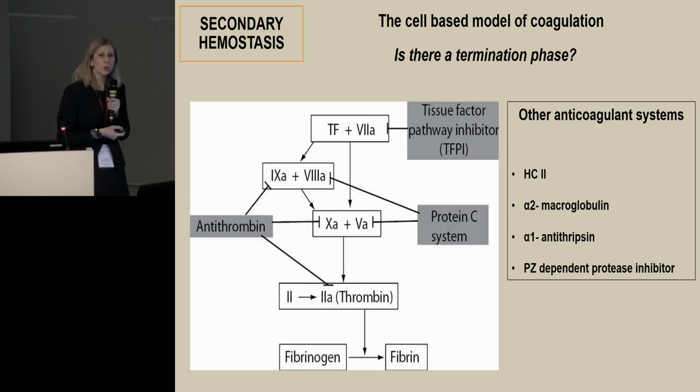As I said, we need to have a stop signal, otherwise we will have coagulation propagated into all the body and we will have microthrombosis everywhere. And these are the main anticoagulant systems in our organism: protein C system, antithrombin, and tissue factor pathway inhibitor. We have also other anticoagulant systems, but these are not so important.